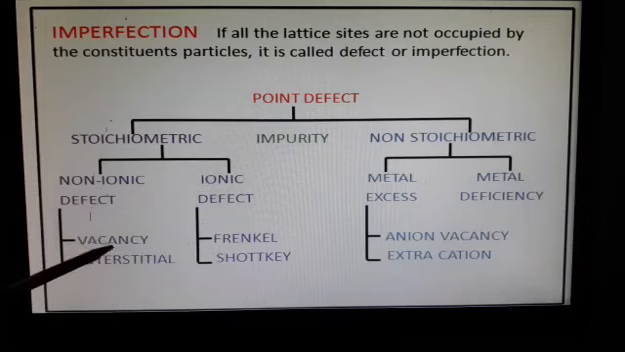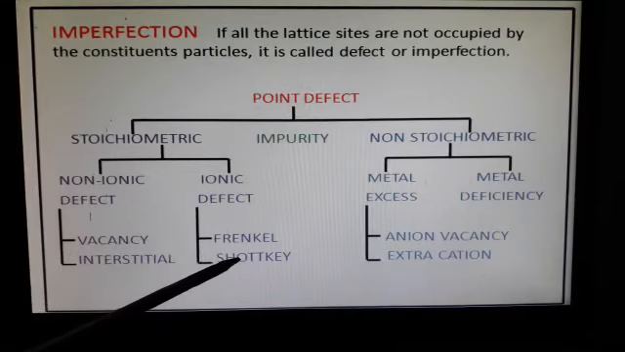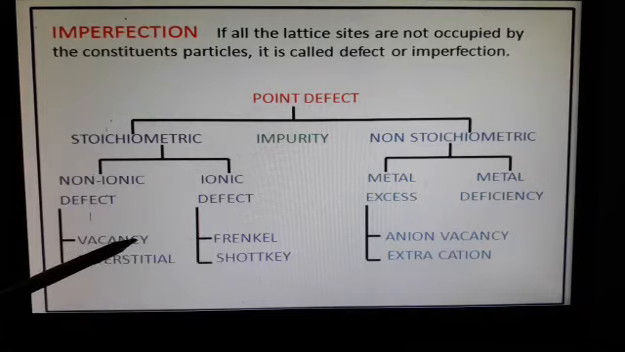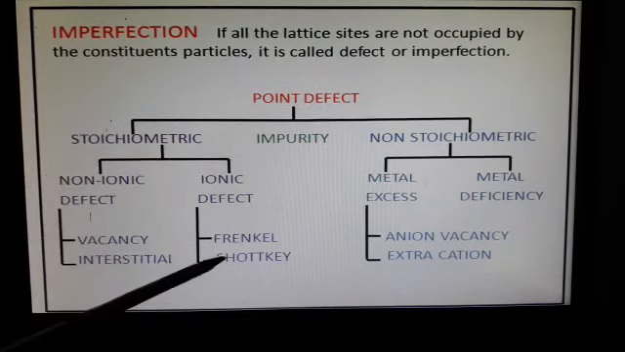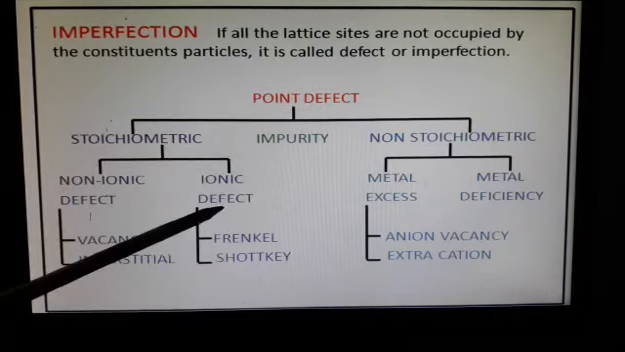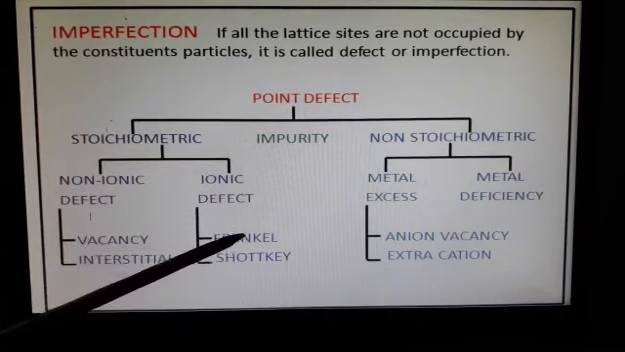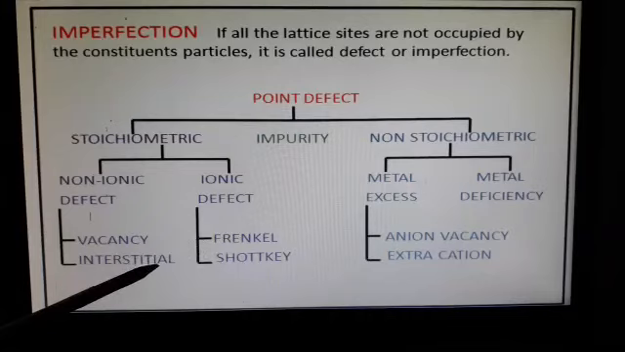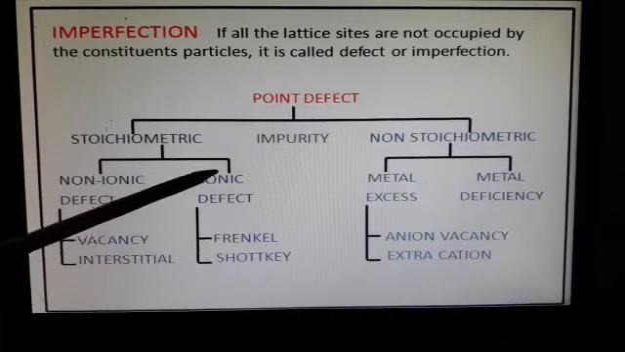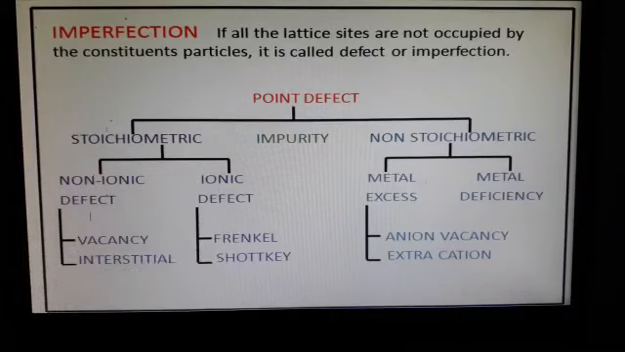Remember this thing: vacancy defect is equal to Schottky defect. The difference is that vacancy defect is found in non-ionic solids, Schottky defect is found in ionic solids. Just like that, interstitial defect is equal to Frenkel defect. The difference is only the type of solid. In non-ionic solids it is interstitial, in ionic solids it is Frenkel defect.